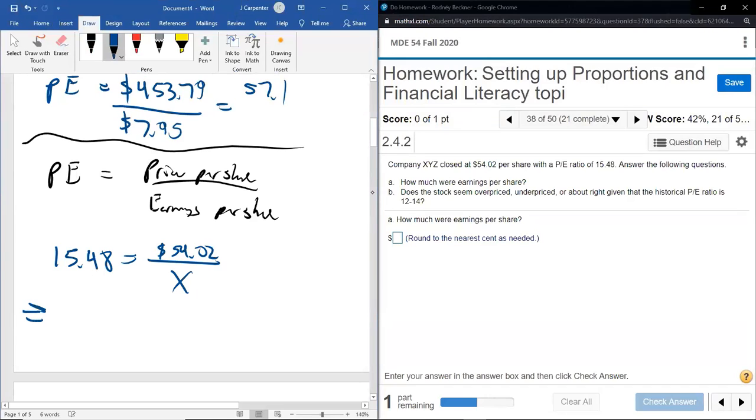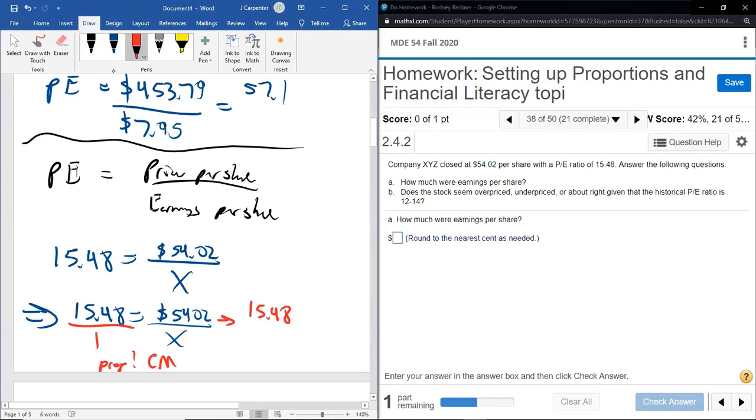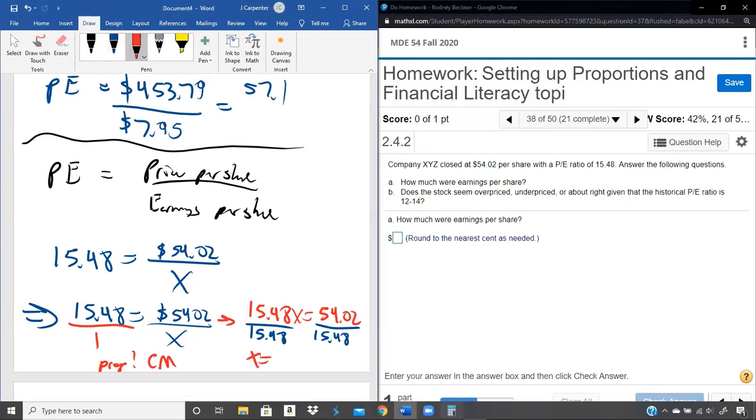So what you should actually do is turn this into something else. 15.48 equals the 54.02 over X. Let's take the 15.48. Any number you can always write over 1. Why would I want to do this? Because now I have it written as a proportion, so we can cross multiply. So when we cross multiply, we get the 15.48 times the X equals 1 times 54.02 is 54.02. I'm going to drop this dollar sign just for simplicity's sake. Divide both sides by 15.48. And that will give us our answer of X is equal to, what's that, 3 and some change.